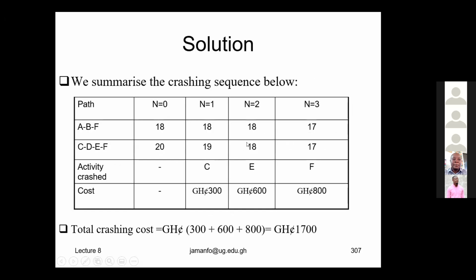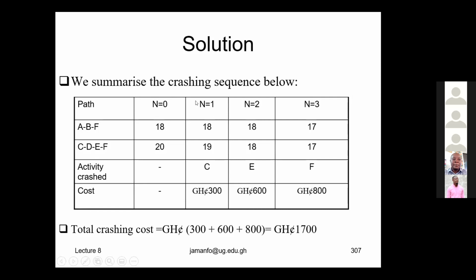Let's take a look. So we need this table if we are doing crashing. These are the paths. In that network diagram, we have 2 paths, ABF and then CDEF. This is the original situation. N is equal to 0 when we have not crashed any activity. So ABF is 18 days, CDEF is 20 days.